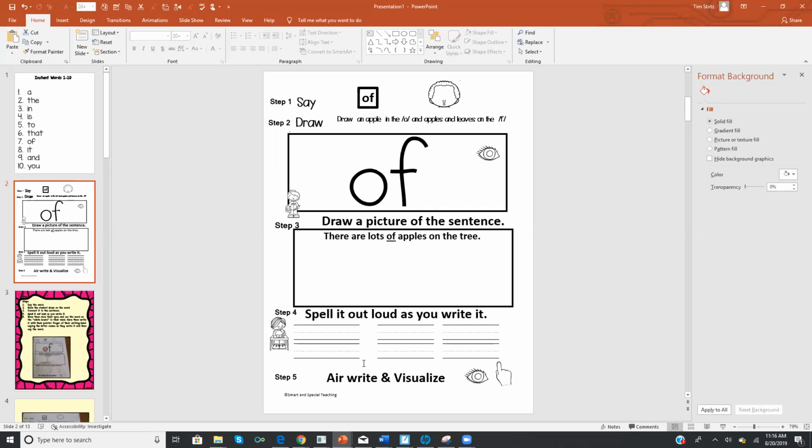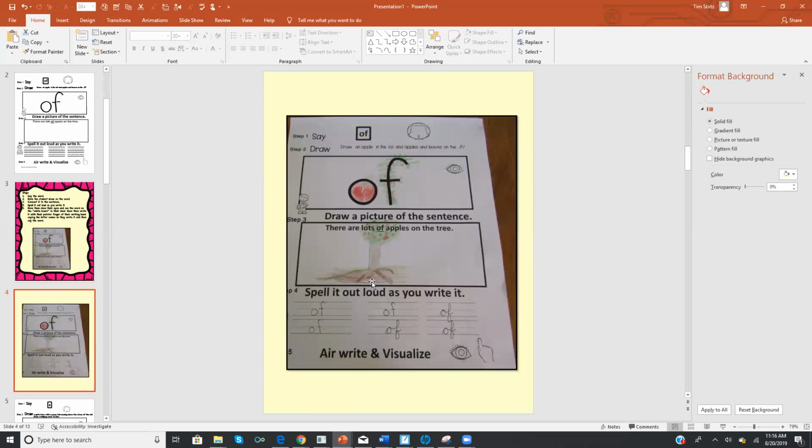They're going to air write and visualize. So what we want students to do is remember the picture they drew. Here's one that was drawn by a student: an apple in the O and leaves and apples on the tree. What I have students do is close their eyes and try to picture that word. They're going to picture that word, and then they're going to say O-F, "of," and draw it in the air with their finger.